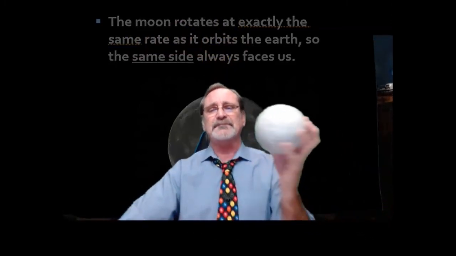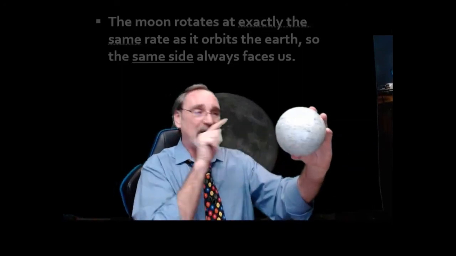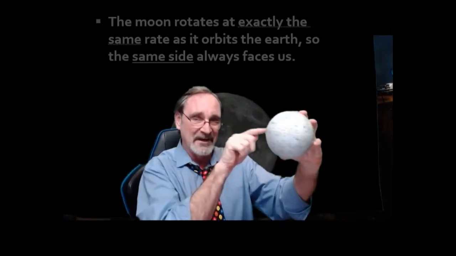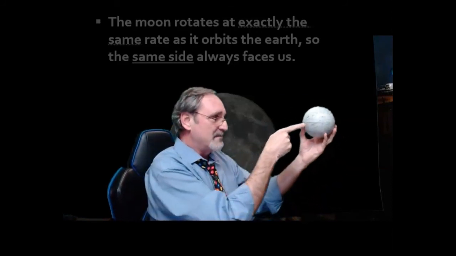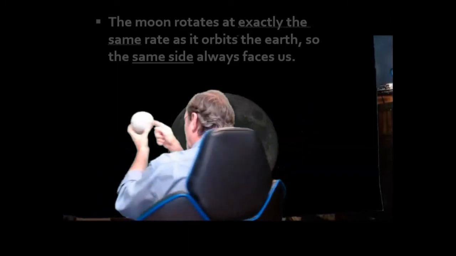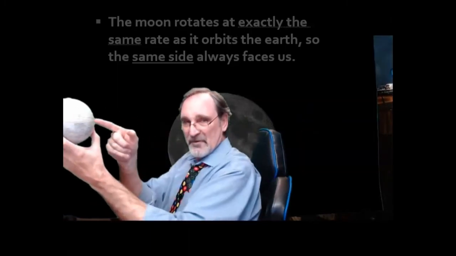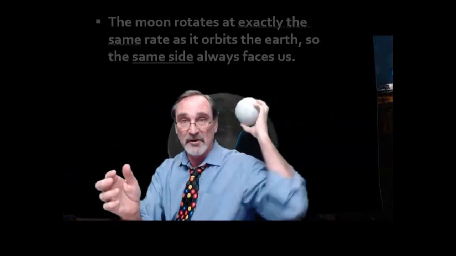But, okay, so here's a little model of the globe of the moon. And if I'm looking and I see this side here, and it's going around me, what has to happen is the moon has to be rotating as it's orbiting me, as it revolves. Rotation is to spin on your axis. A revolution is to go around something.